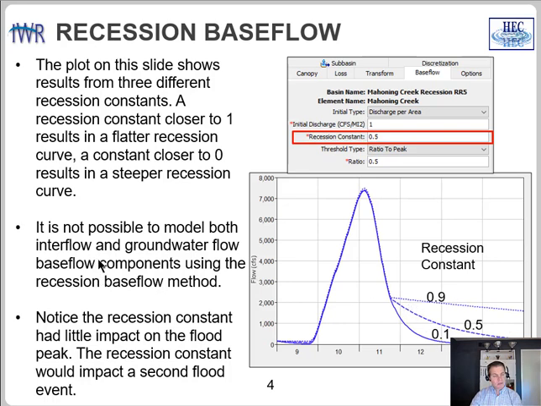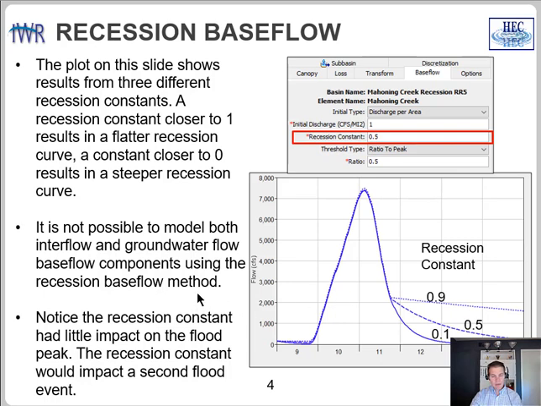Let's see here, the two other notes that I have on this slide. It's not possible to model both interflow and that slower responding groundwater flow component. You would have to look at your hydrograph or your watershed and look at what the major contributor to the base flow is. Is it groundwater flow or interflow? And then either choose one of those or do your best to approximate both of those. But you can see the challenge here, right? You only have one recession constant to describe the base flow recession.